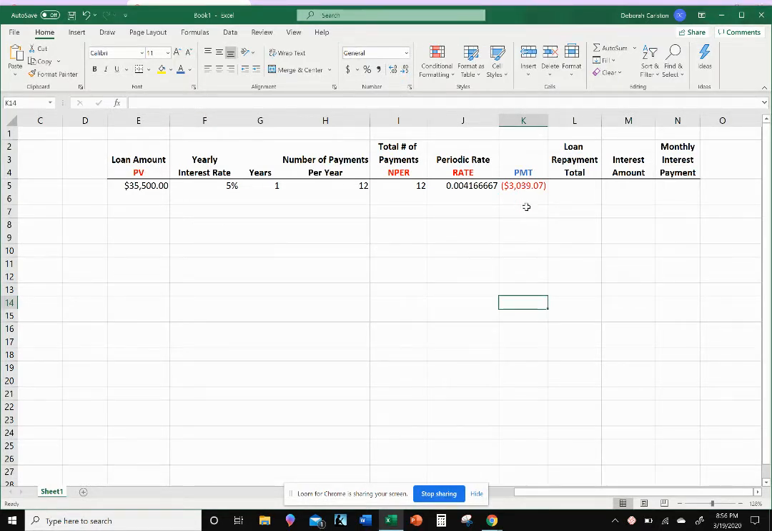Now you'll notice this is in parentheses and it's red. That means this amount is negative. And that makes sense because when you make a payment, you're taking money away from you, you're paying money.